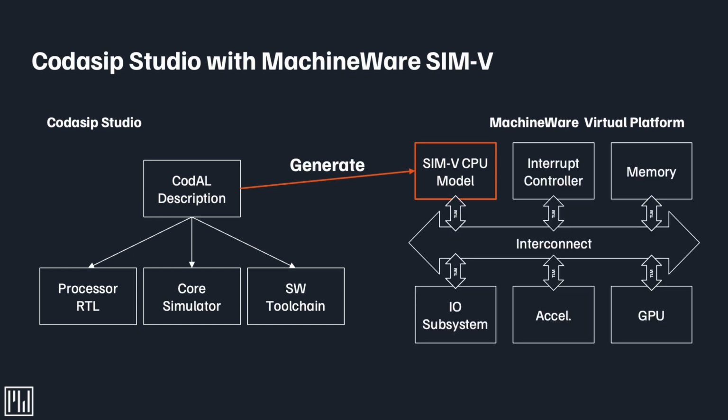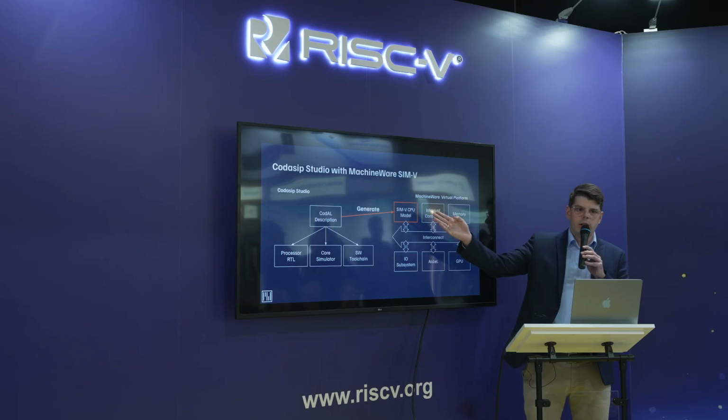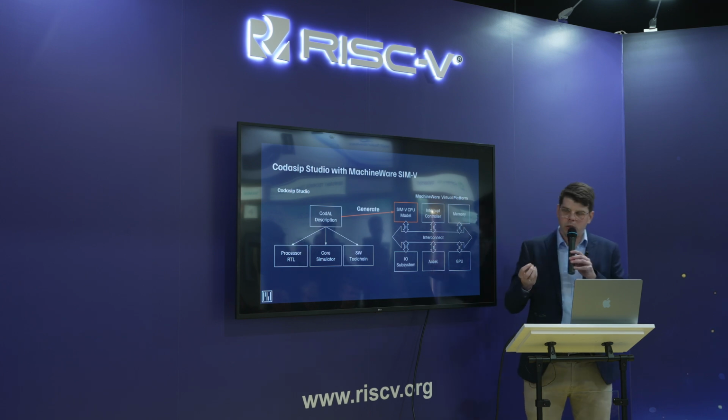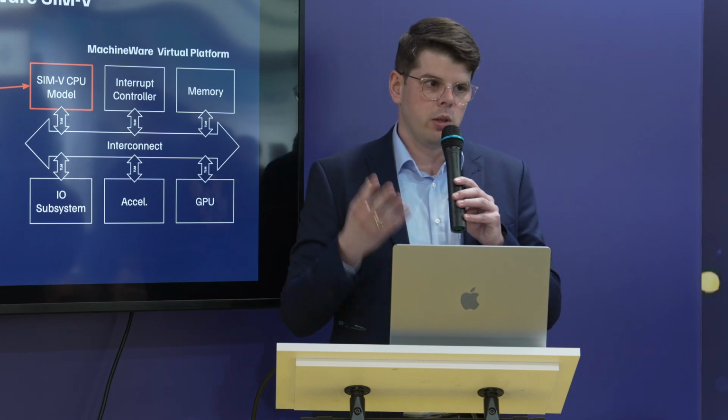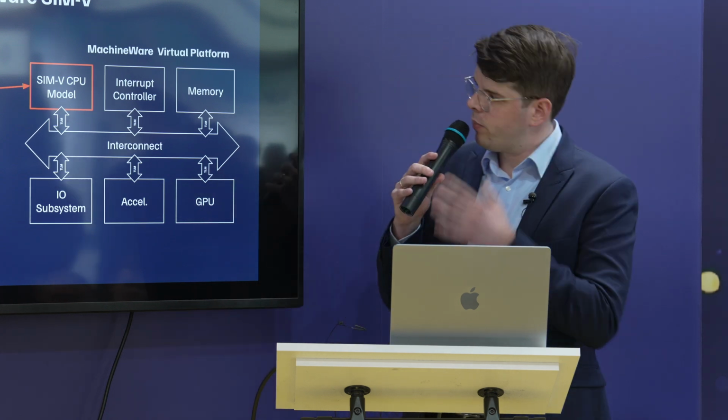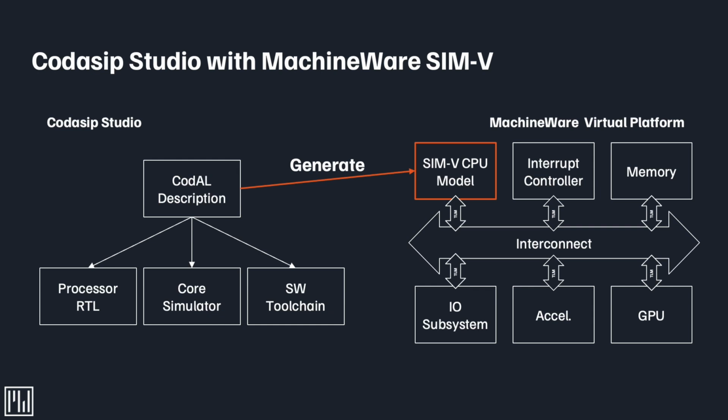And this virtual platform is basically a digital twin of your entire SoC or board. So it contains not only the generated CPU model of your customer's RISC-V processor, but also all the peripherals around it that you need to execute a complete software stack on that system. So for example, things like an I/O subsystem where you can attach CAN, UART, etc.